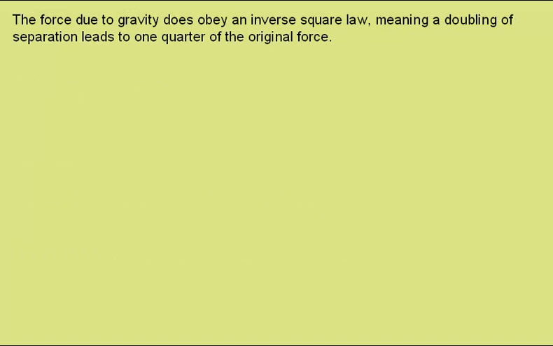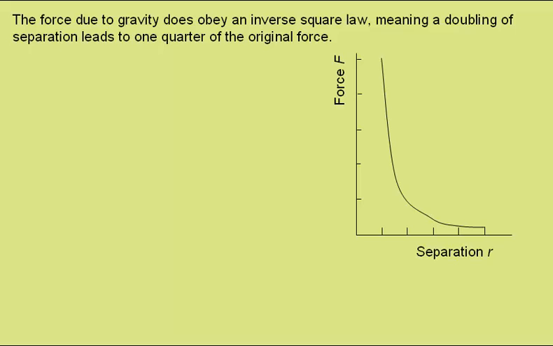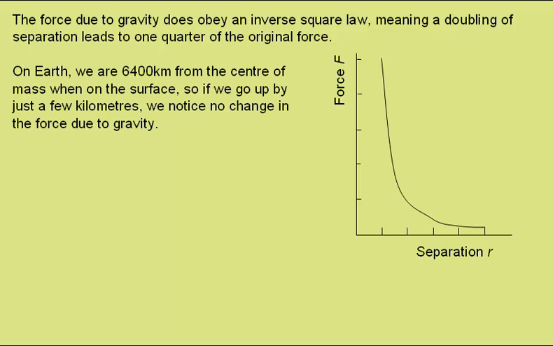The force due to gravity does obey an inverse square law, meaning a doubling of the separation between two bodies will lead to one quarter of the original force, giving a graph something like this, with force falling off rapidly as separation increases. On Earth, we're already 6,400 kilometers from the centre of mass of the Earth when on the surface. So if we go up by just a few kilometers, we notice no change in the force due to gravity.